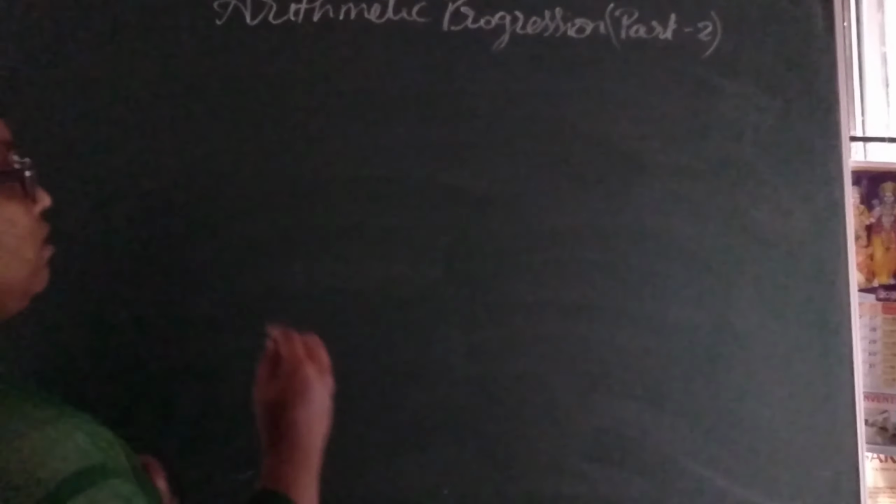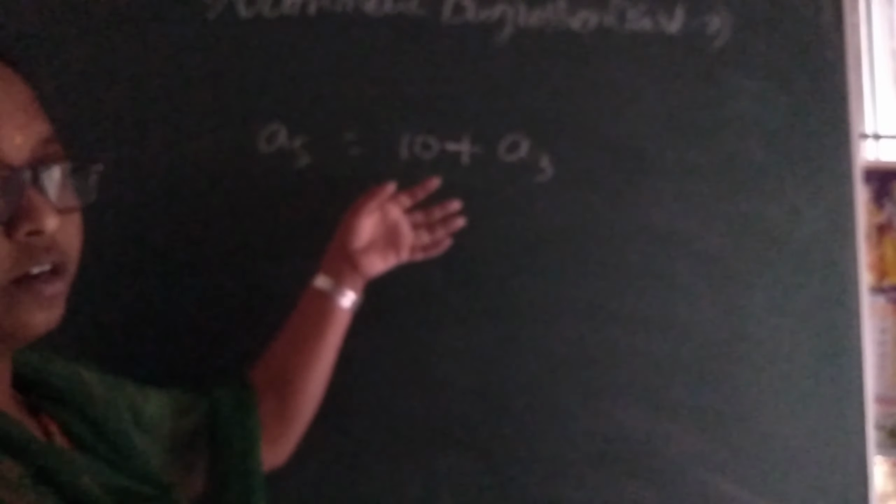Let me give you a few examples. Sometimes what they will give, as we discussed before in the video: if the third term is this much and the fifth term is this much, how to find the AP. Sometimes the kind of conditions they will give is, suppose the fifth term is 10 more than the third term. Within one condition only it will become. Like this we have to write. Okay.